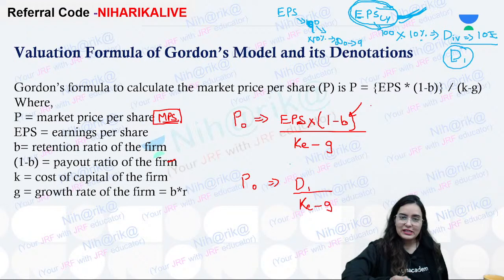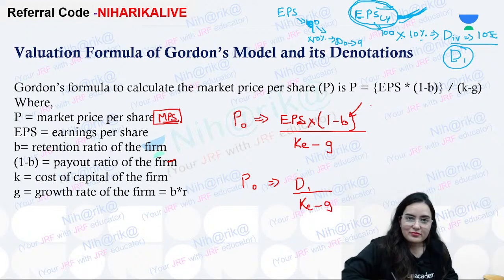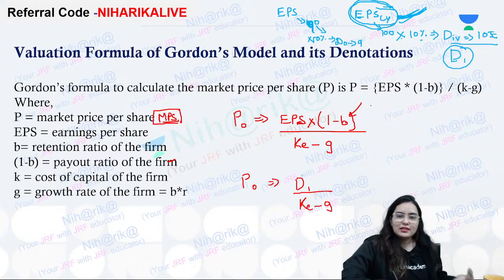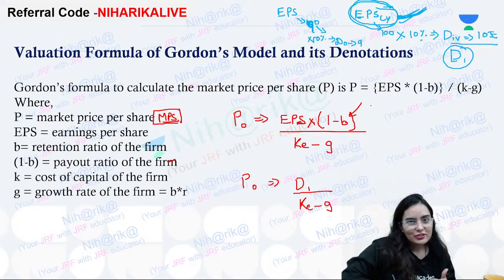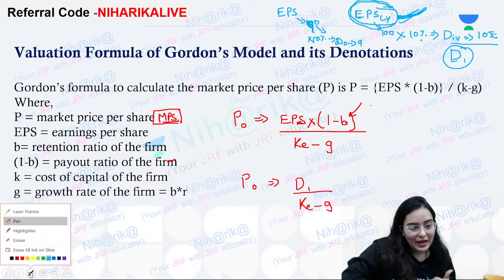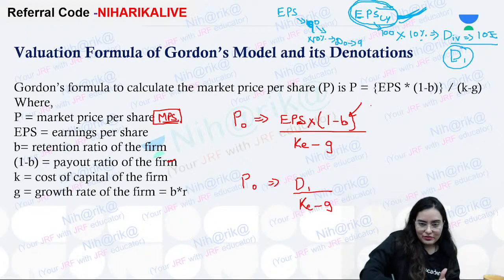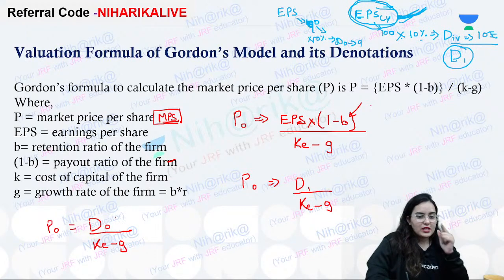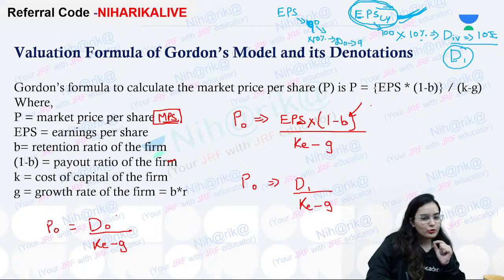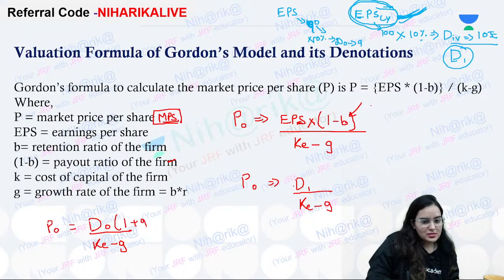growth is also given, that means that dividend is of last year. That dividend is of last year. So what we have to do is add the growth. Whenever this situation arises, that is P0 is equal to D1 upon KE minus G, in that case, don't you think we should add the growth to reach D1? So what we will do is D0 into 1 plus G.